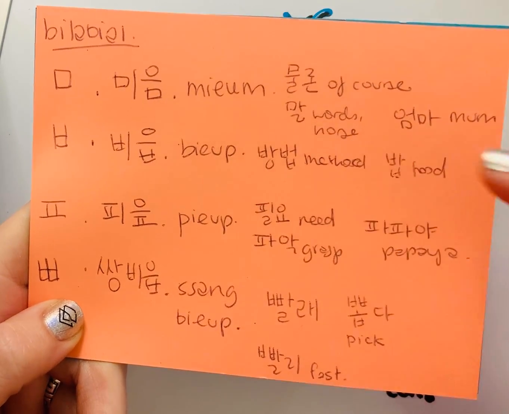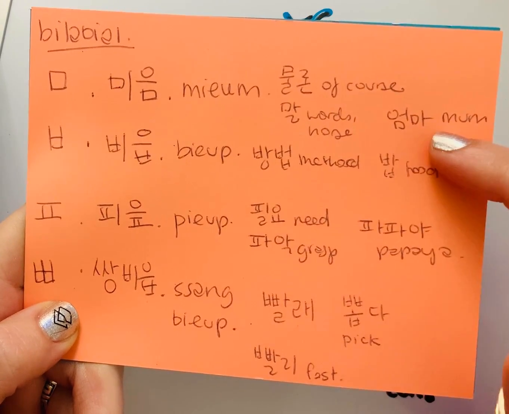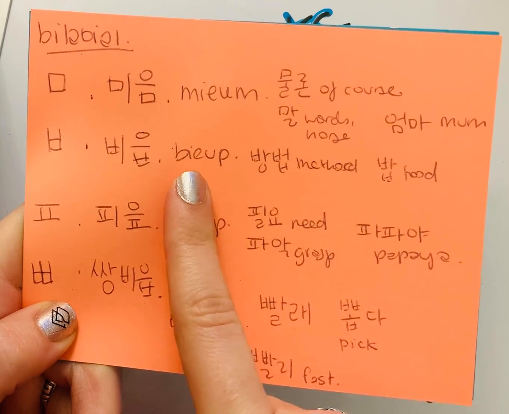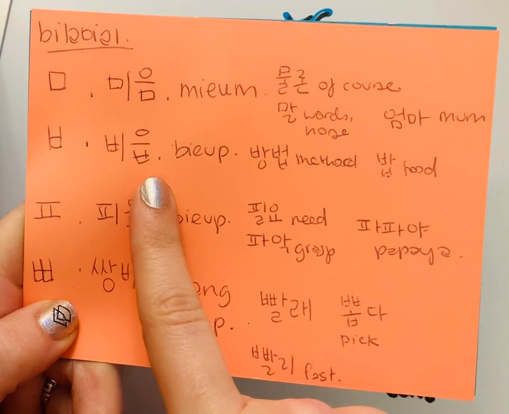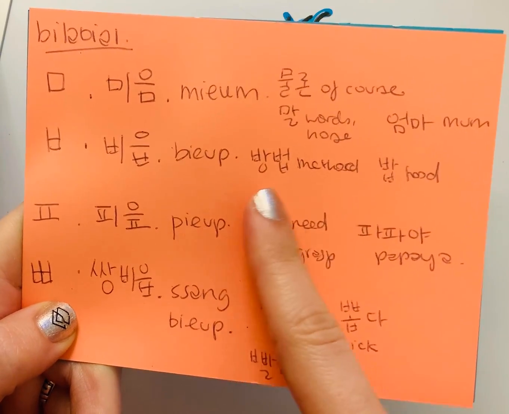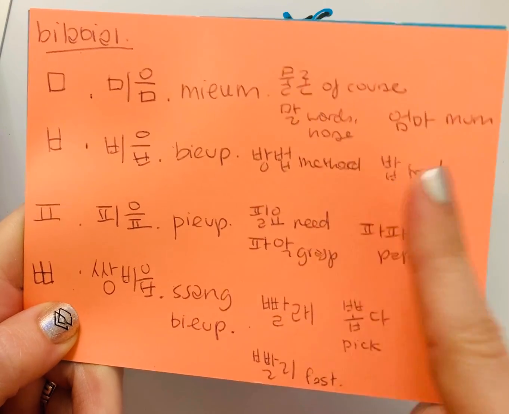말. Then in words like mom, 엄마. Then we have a BP sound, 비읍. B-up. See it in words like the one for method, 방법, or the one for food, 밥.